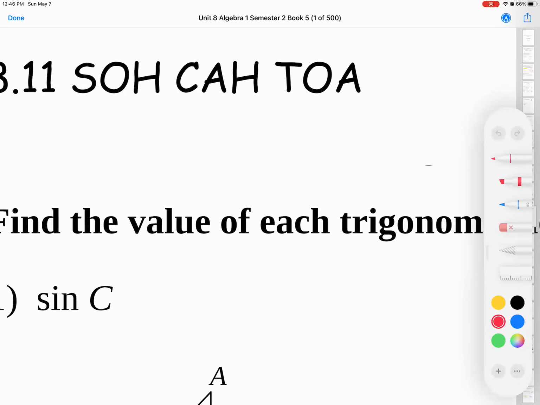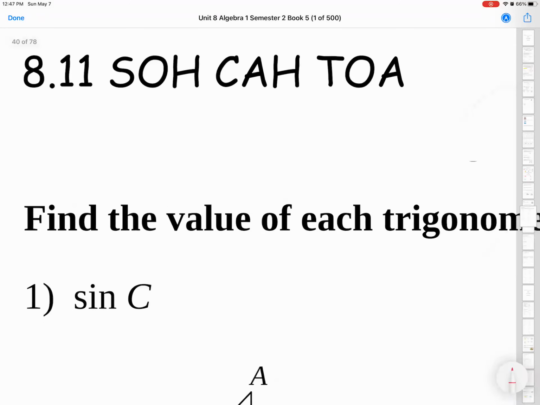Okay, and SOHCAHTOA is really designed to find values when you can't really use the Pythagorean theorem and you do have an angle measure, or even sometimes you're actually finding an angle measure. So this is where SOHCAHTOA is especially handy.